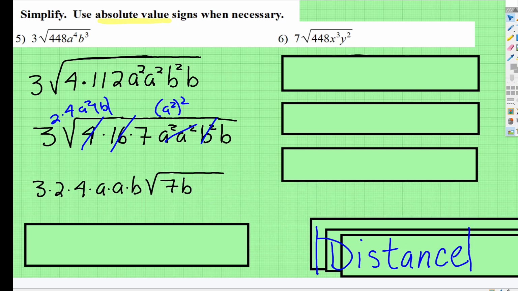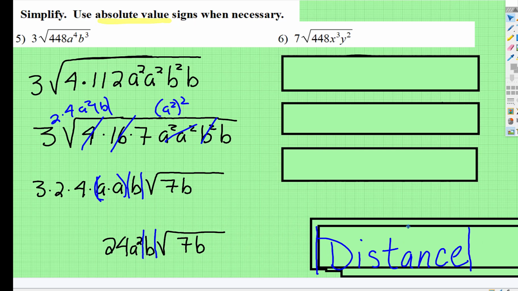So let's see what we have. Since there's an a times an a, negative times negative is positive, so we don't have to worry about the absolute value bars there. We do have to worry about the absolute value bars there. So when you simplify all of that, you get 24a squared, absolute value of b, times the square root of 7b. Okay.